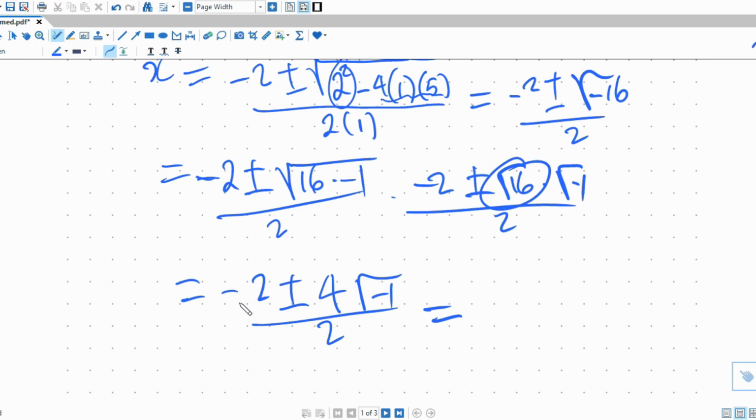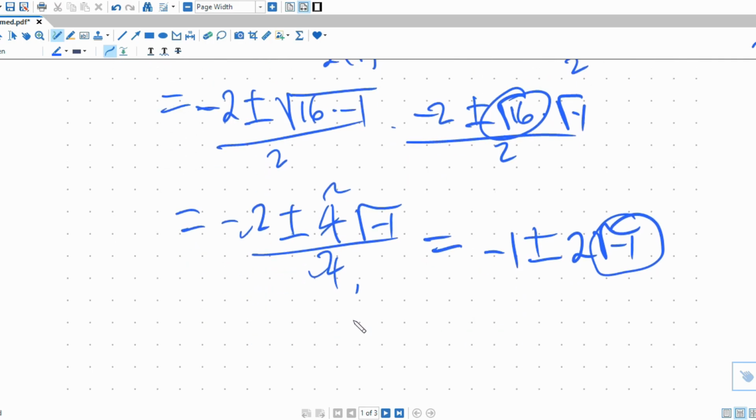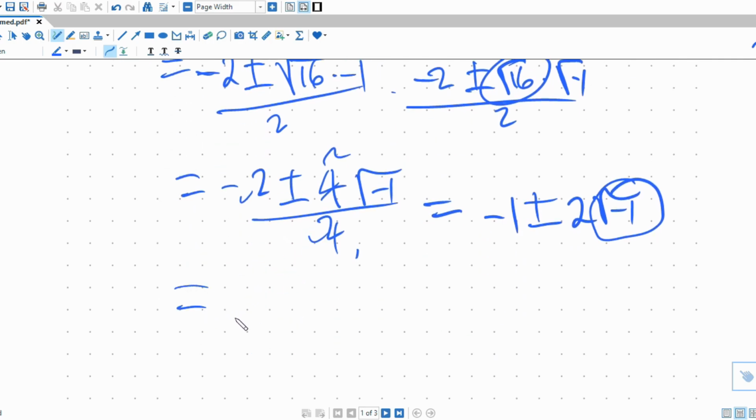This one can be simplified further. So -2 divided by 2 is -1, plus or minus 4 divided by 2 is 2, so we shall have 2 times the square root of -1. What you realize is that it is not possible to evaluate the square root of -1 in real terms. So we are going to use an operator to represent that one, and the operator usually used in mathematics is j.